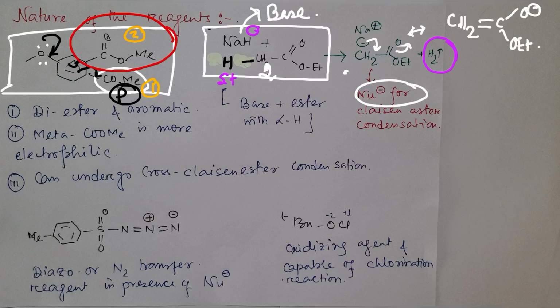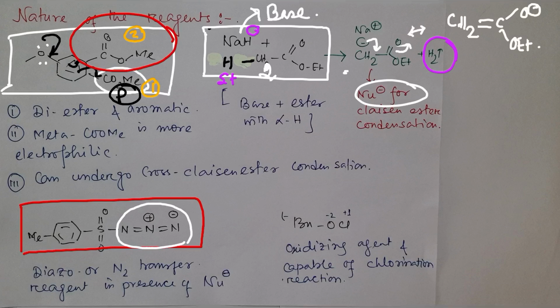Fine. Second step, the reagent. This is a diazo or nitrogen transfer reagent. Okay. So this is actually an azide attached to, so you may consider it as a tosyl azide, means TsN3. Okay, so this is a diazo or nitrogen transfer reagent in presence of a nucleophile, means the nucleophile can attack here.